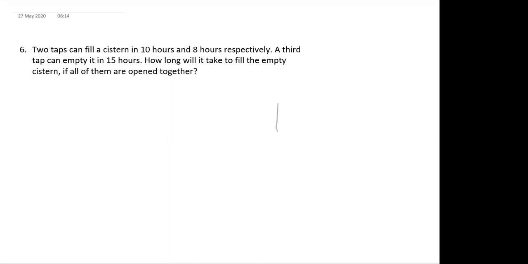Let's say cistern means you can say that a tank. This is a tank and there are two taps. Tap number 1, A, we can say, and tap second, B. So there are two taps and they are filling the water into the tank. So the question is saying that the first tap can fill the cistern in 10 hours. On the other hand, the second tap can fill the cistern in 8 hours alone.